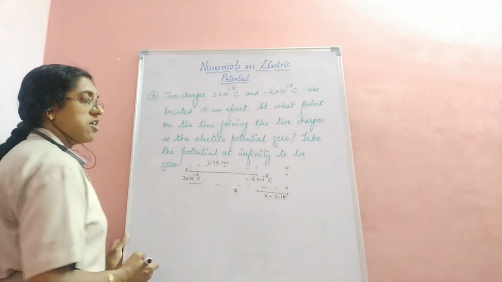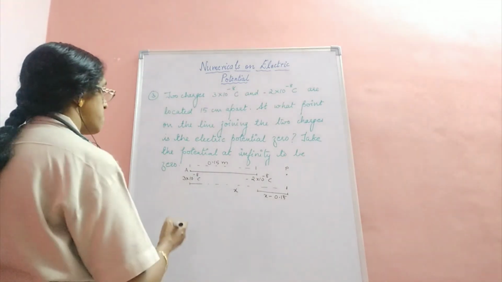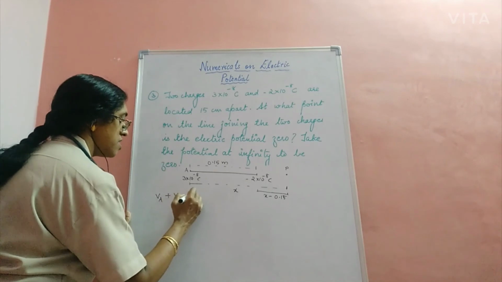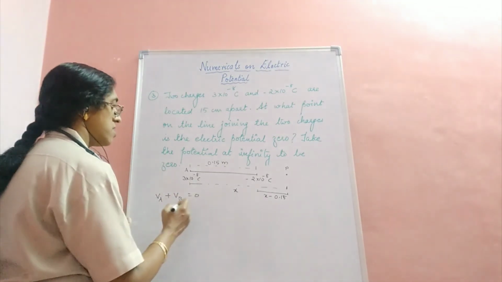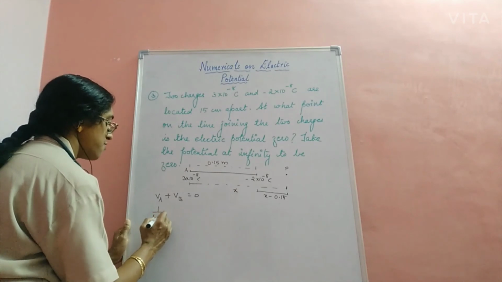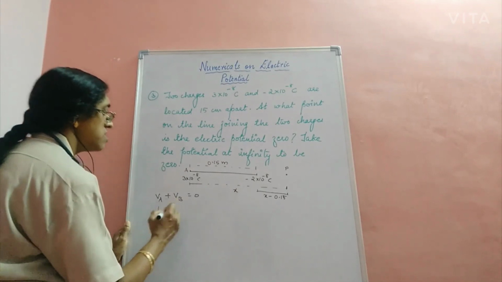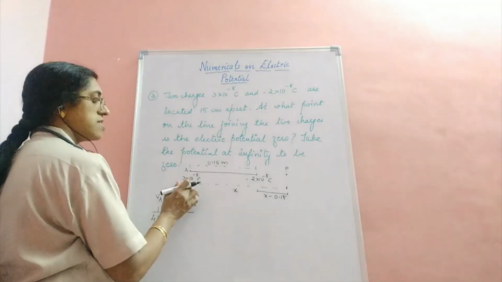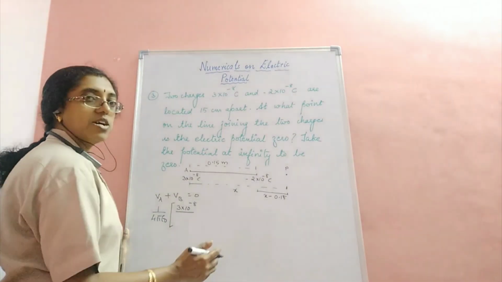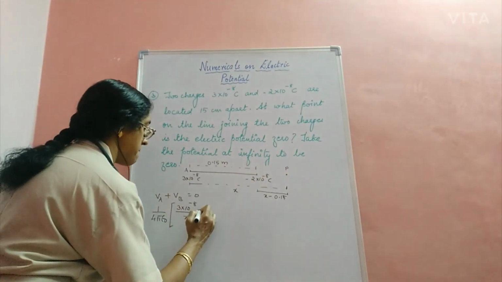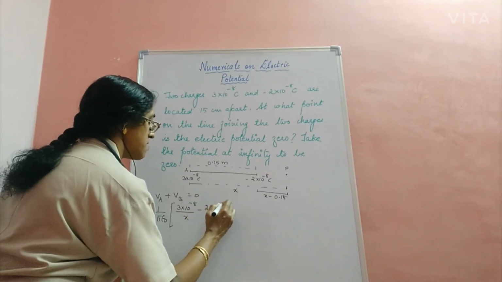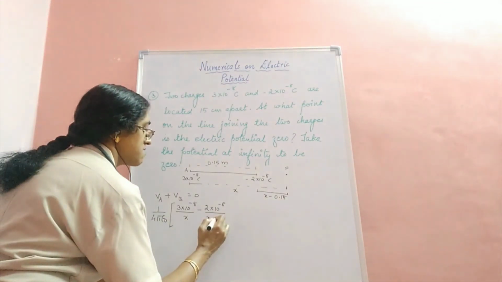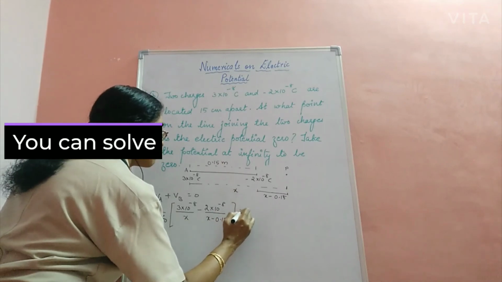Okay, now again I'll find out the potential. For finding out the potential, again we'll apply the formula VA plus VB should be equal to 0. Now VA is again 1 upon 4 pi epsilon naught, I would take it to be common. It would be 3 into 10 to the power of minus 8 upon the distance from this point, it is x, minus 2 into 10 to the power of minus 8 upon this distance, which is x minus 0.15, which should be equal to 0.